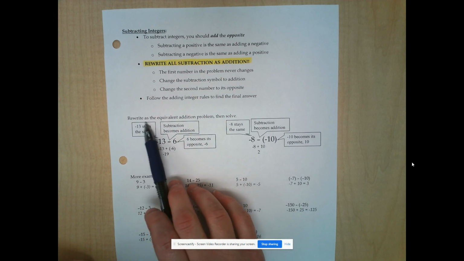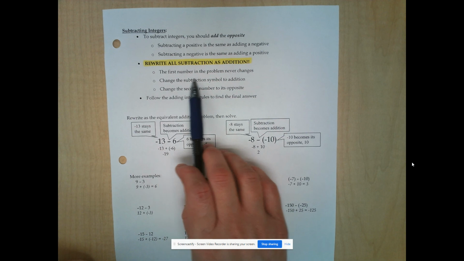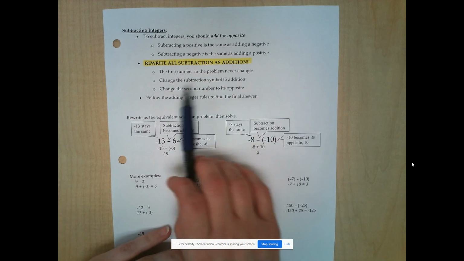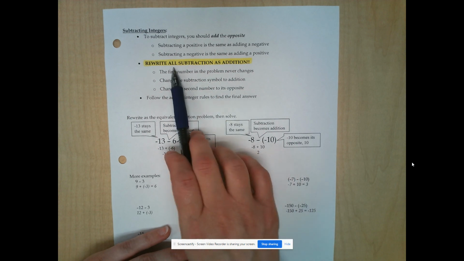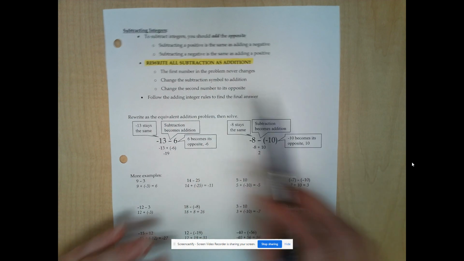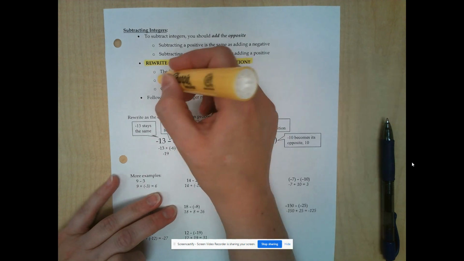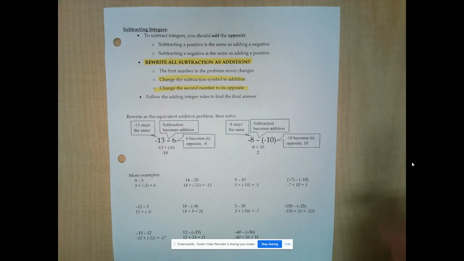First thing, rewrite the equivalent addition problem, then solve. So how do we do that? The first number in the problem never changes. Well, that's great. That's one thing I don't have to do. Change the subtraction symbol to addition. Well, that makes sense since we are rewriting subtraction as addition. And change the second number to its opposite. That sounds like the thing that's going to get me potentially hung up. So change subtraction to addition and change the second number to its opposite. First number stays the same.